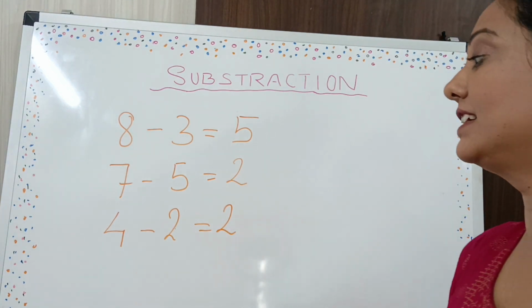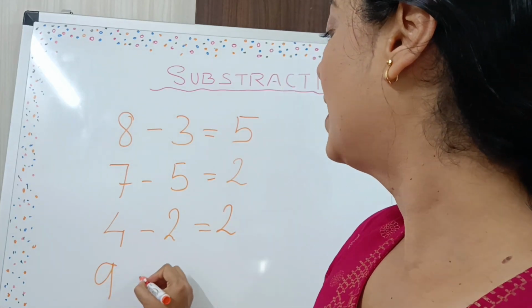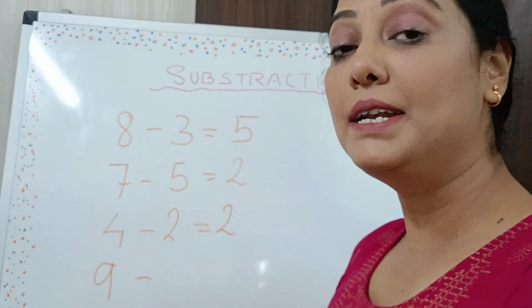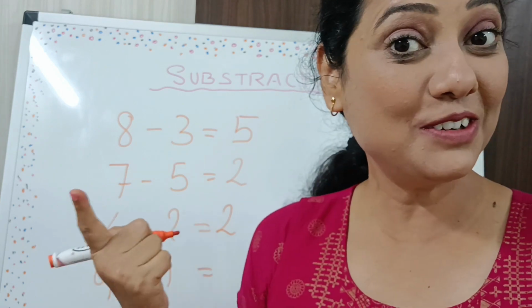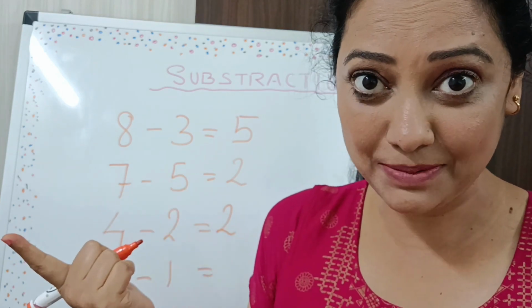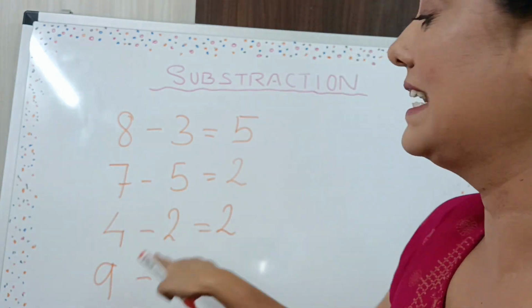Now we will take 9. Okay, take an example of 9. 9 minus 1. Okay, 9 minus 1. Who will tell? Who knows the answer? Tell me quickly. Okay, 9 minus 1.